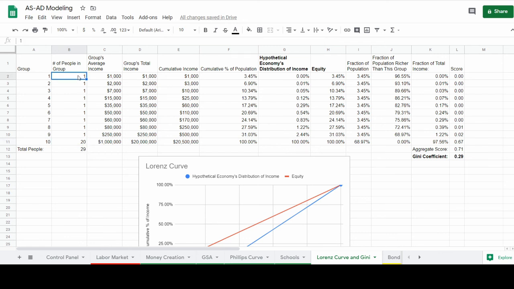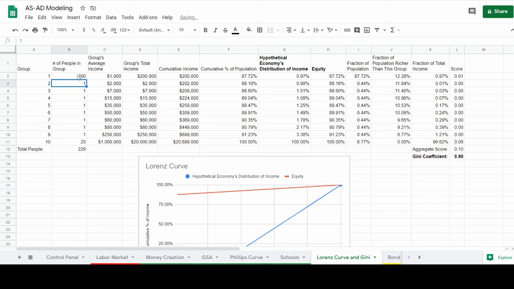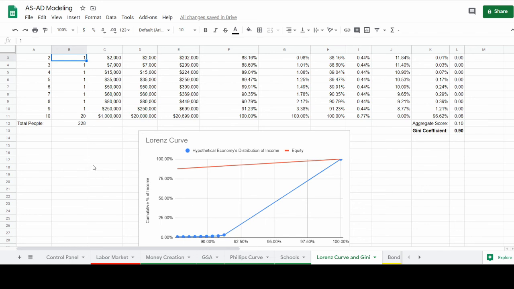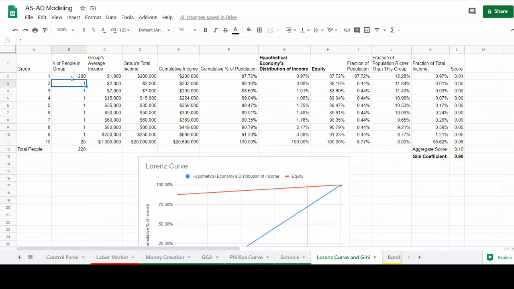If I was to then weight that with, let's say, 200 people at the very bottom, it makes inequality worse, because now those 20 people are a small fraction of the economy making a very high amount of money. And comparatively, there are a whole bunch of people at the very bottom making a lot less money.